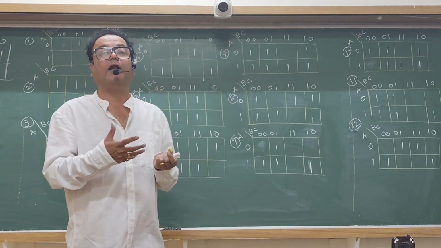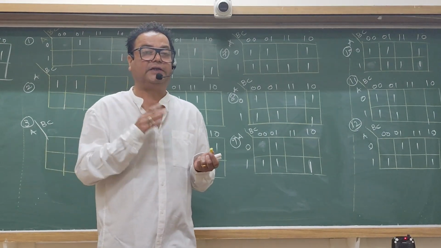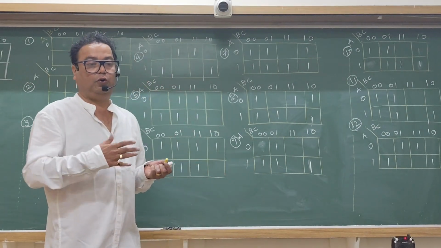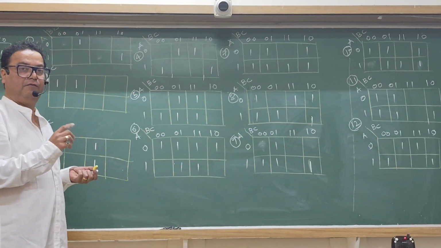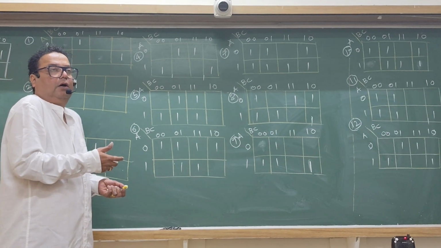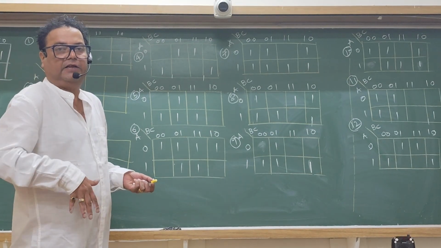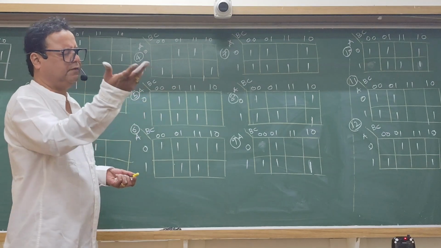Then the next rule is overlapping is allowed. You can overlap unless and until there is redundancy. Fifth rule, only horizontal and vertical grouping is allowed. Finally, as I said, golden rule, redundancy should not be there. And finally, if all the boxes are one, the answer is one.